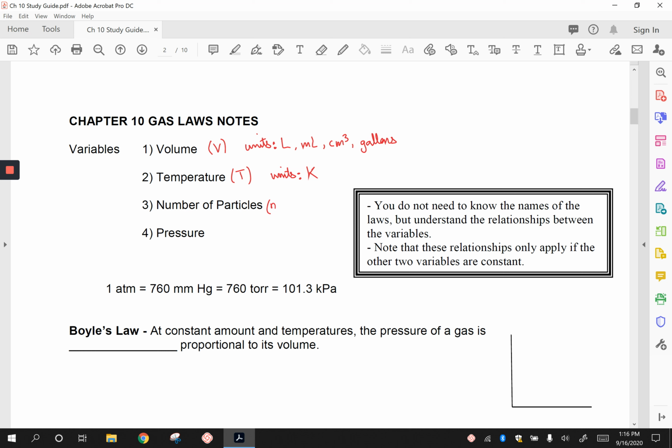Number of particles is lowercase n, and the units, of course, are going to be moles. And then pressure is capital P, and pressure, if you remember, is due to collision of gas particles. It's the force per unit area, and it is caused by collisions of gas particles with the walls of the container.